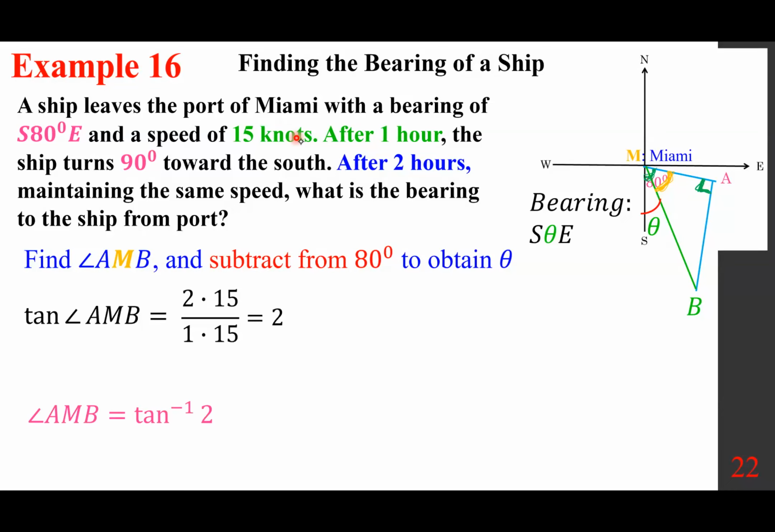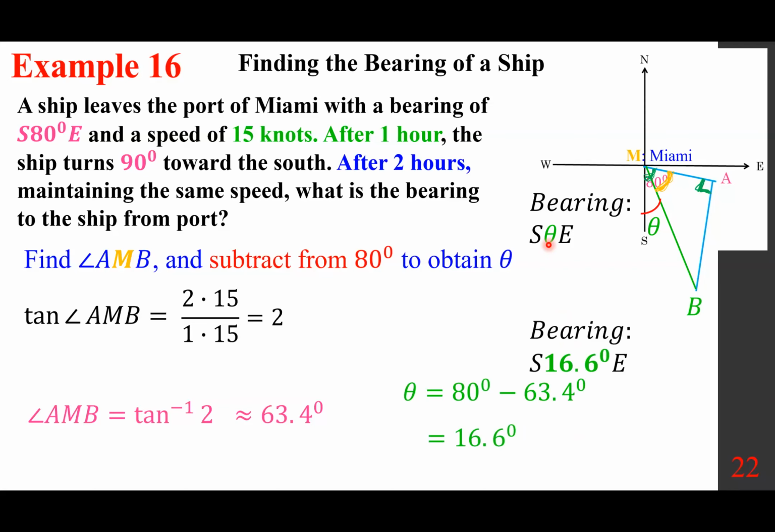Tan inverse of 2 is 63.4 degrees. And theta is 80 minus that number, 63.4 degrees, which gives us 16.6 degrees. And so now replace the theta, and the bearing becomes south, 16.6 degrees east.